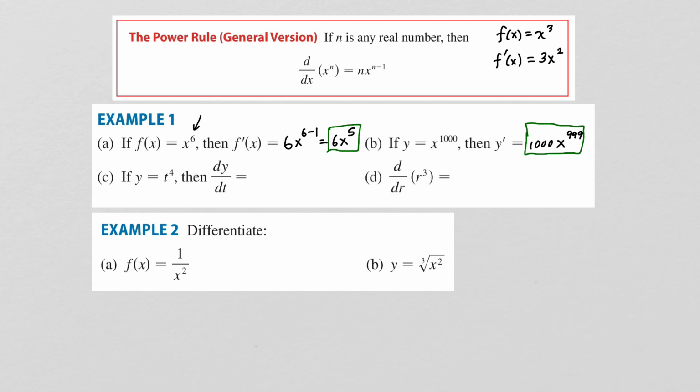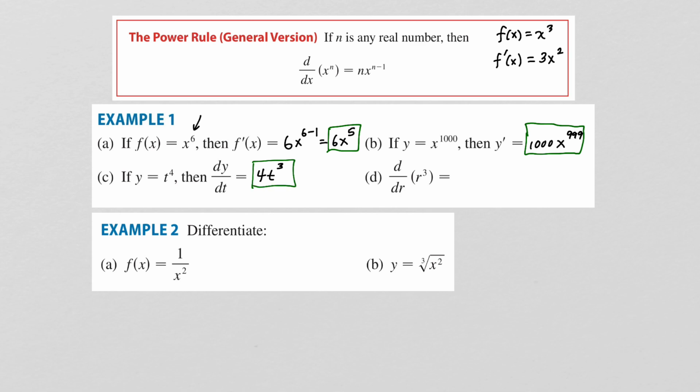In the third part of this example, we have y equals t to the 4th power. So first I want you to notice that when we talk about the derivative, it's dy dt, because the independent variable is t. So we are taking the derivative with respect to that variable. But it works the same way. So the derivative is going to be 4 times t to the 4 minus 1, which ends up being 4t to the 3rd power.